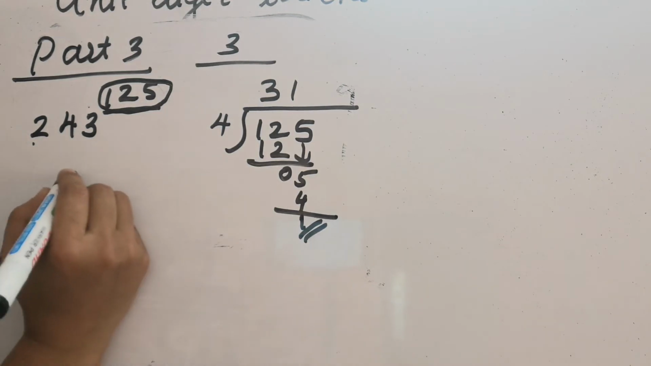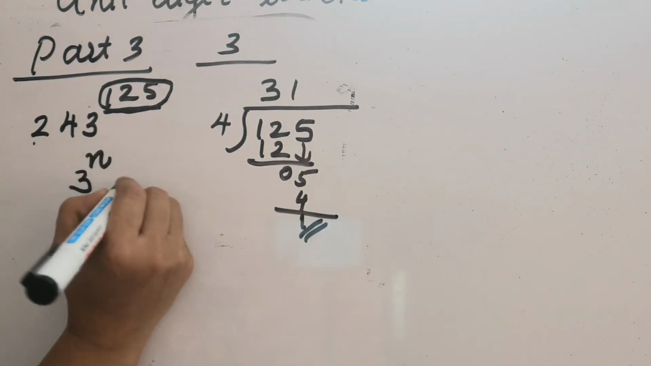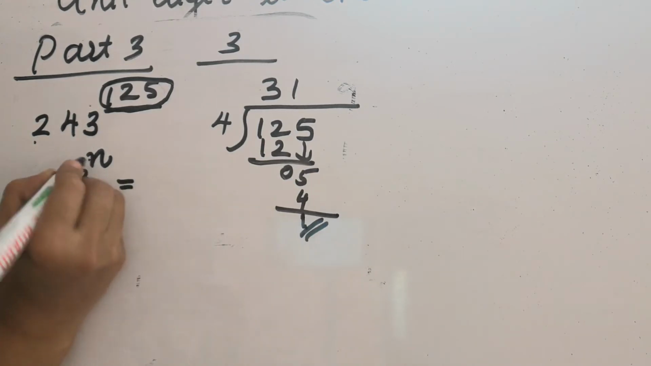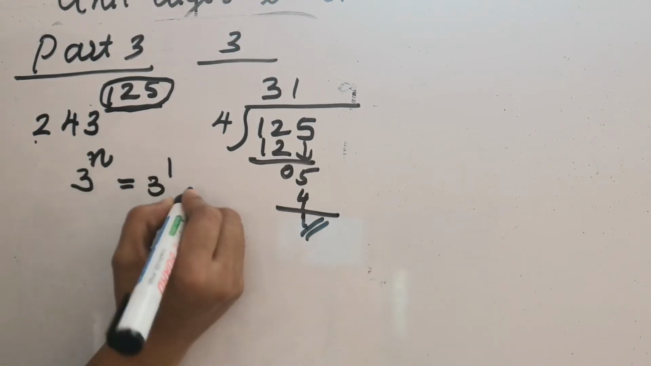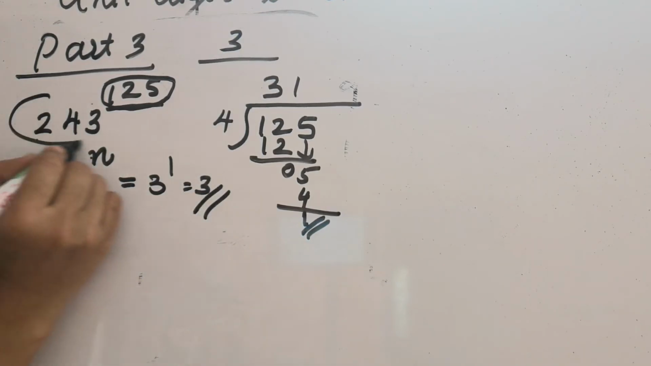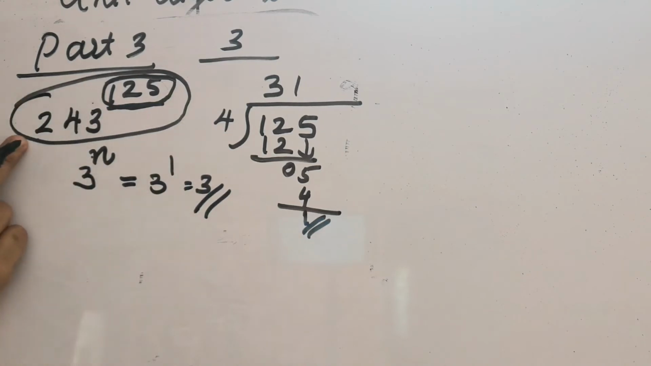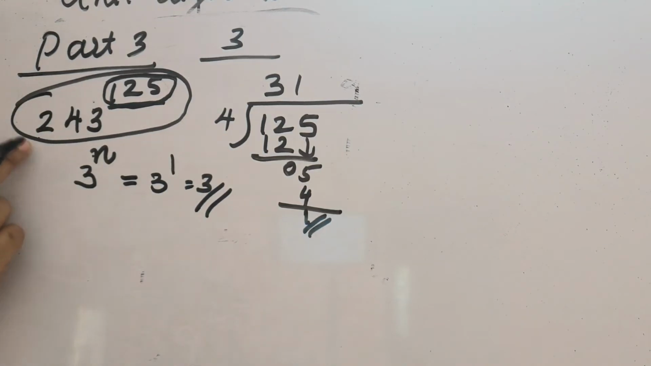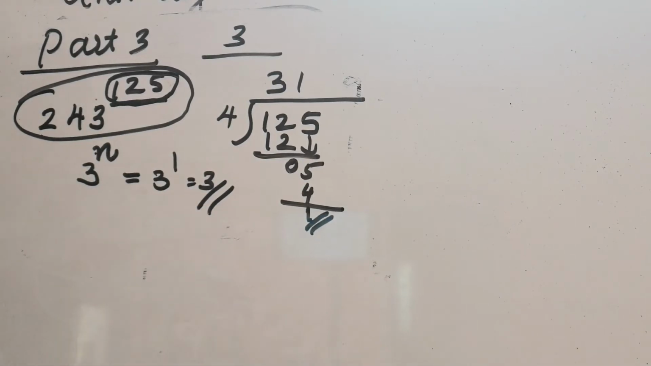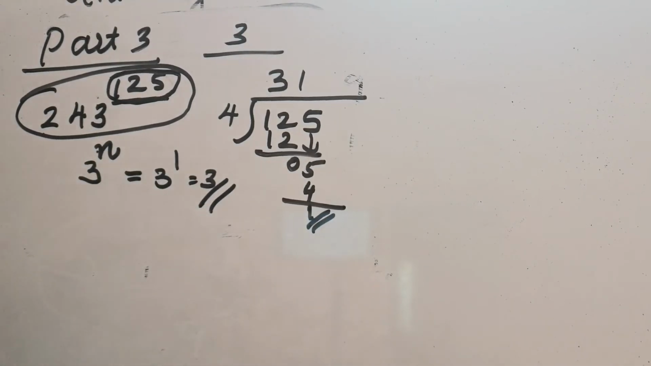After that, we have to write 3 raised to n. 3 raised to n is equal to, then we put the remainder in the place of n. 3 raised to 1 is equal to 3. So after calculating the power of these large numbers, we get the unit place number is 3.